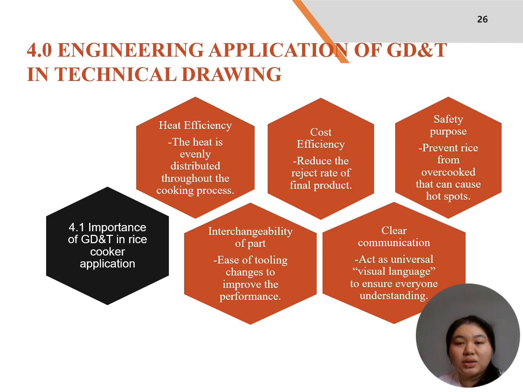The second one, cost efficiency. GD&T can reduce the reject rate of final product. The third one, for safety purpose. This can prevent rice from overcooking that can cause hot spots. The next one, interchangeability of part. The ease of tooling change can improve the performance of the rice cooker. The last one, clear communication. GD&T acts as a universal visual language to ensure everyone's understanding.